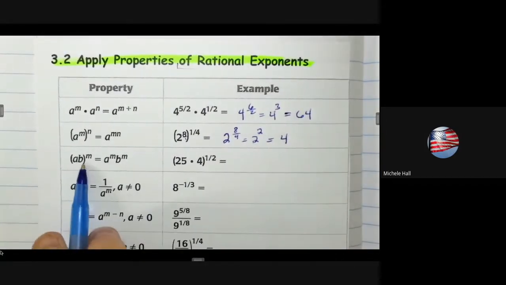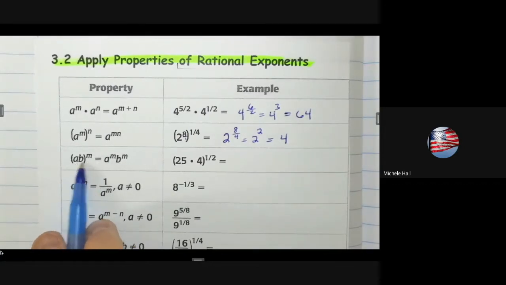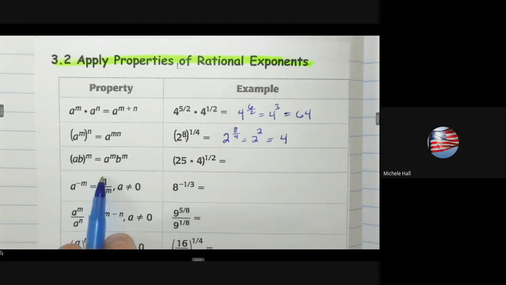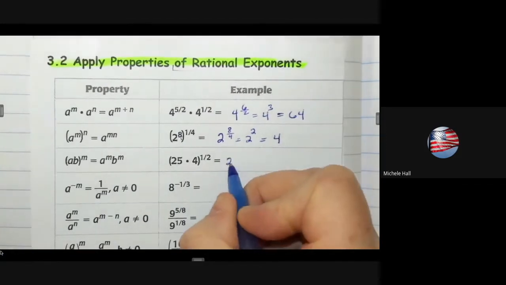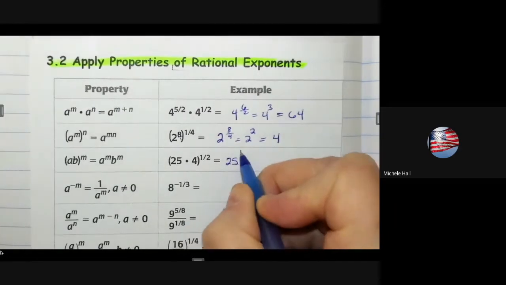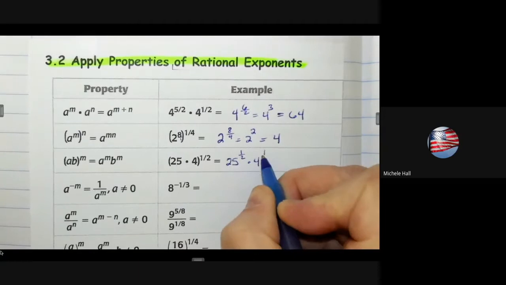We have a product being raised to a power, which means that each one of these needs to be raised to that power. Here we have 25 to the 1/2 times 4 to the 1/2. So that is 25 to the 1/2 times 4 to the 1/2.